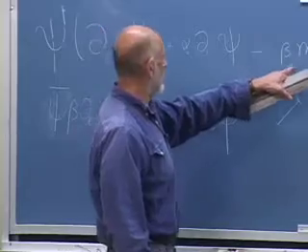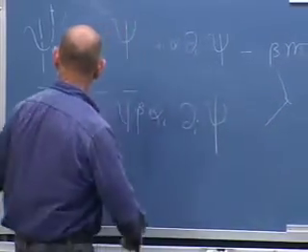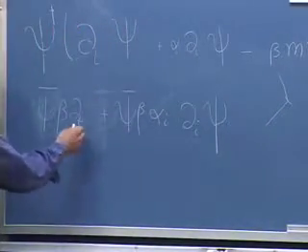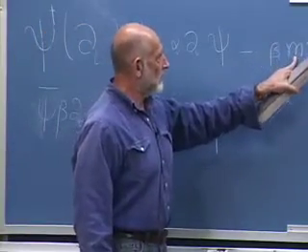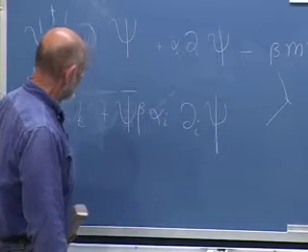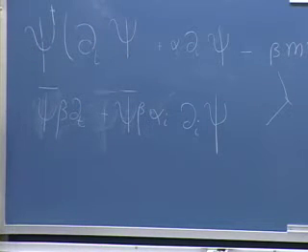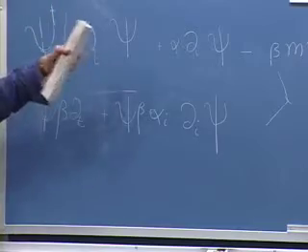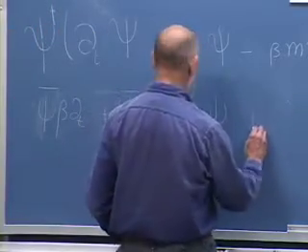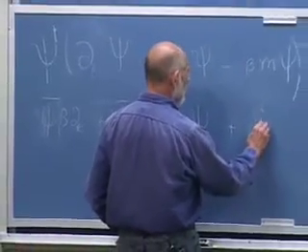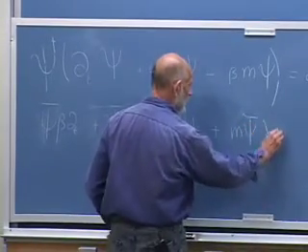And then what about this one over here? This one is going to be psi dagger beta m psi. What will that be? Beta squared. No, well, it's just psi bar m psi. Mm-hmm. m psi bar psi.